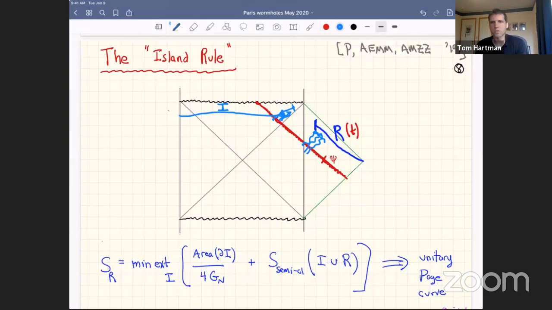So the claim of these papers is that we should find the island dynamically, and we should find it by this formula, which says that we take the generalized entropy, the thing in brackets here, of the union of the radiation with the island. And then we should extremise over the choice of the island. The final minimum in this formula is telling us that if there are multiple extrema, we should take the extremum with the minimal entropy.